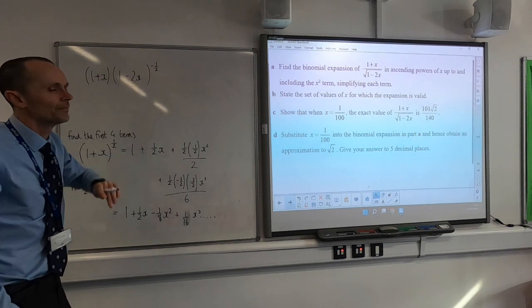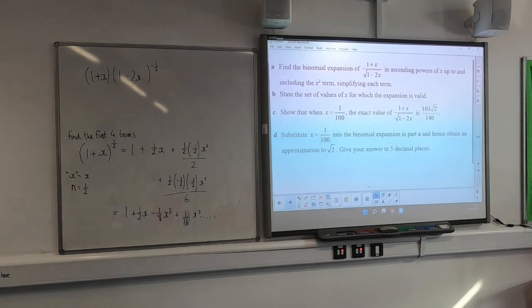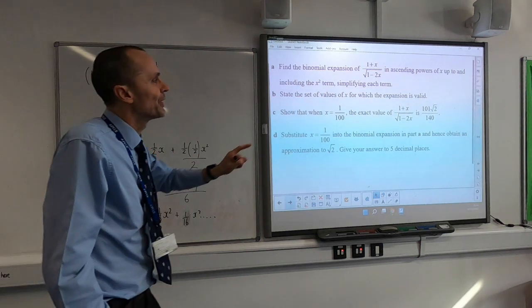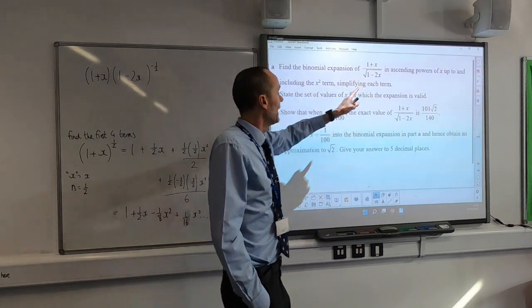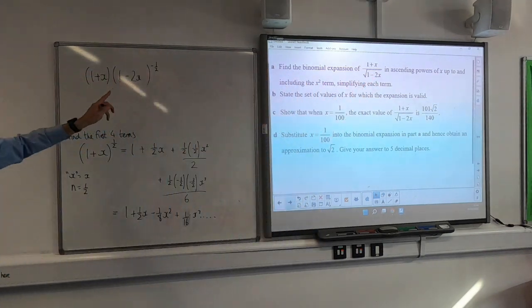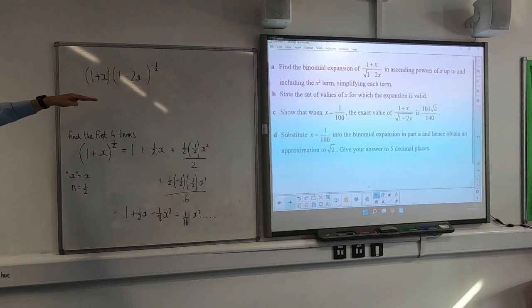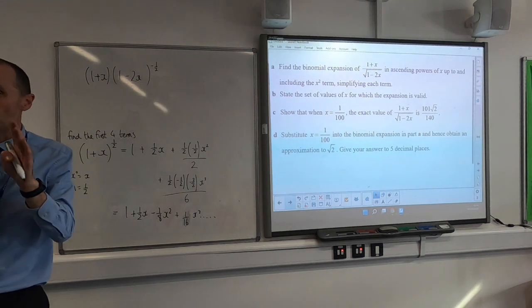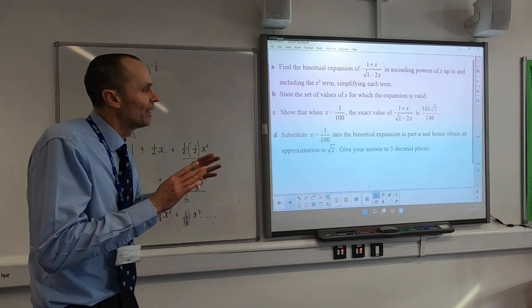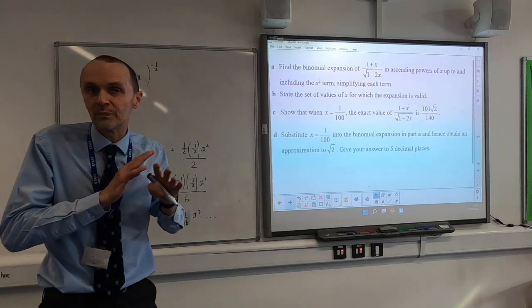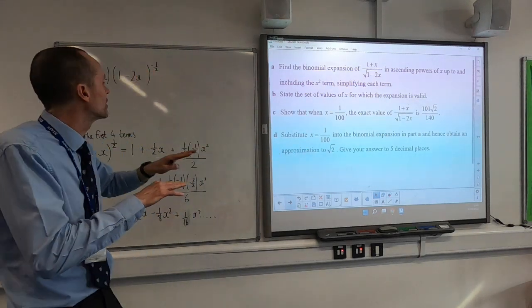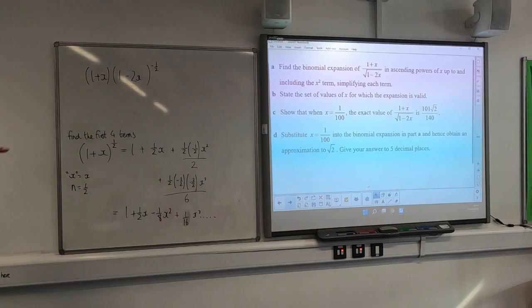Brilliant. Yeah. Now that's the key, isn't it? That's the key to unlocking this problem. Realising that this is the same as this. To the power of minus a half means 1 over the square root of. So that is the same as that. And this is one of two really common types of applications of the binomial, where you are starting with a fraction which you rewrite using negative powers.